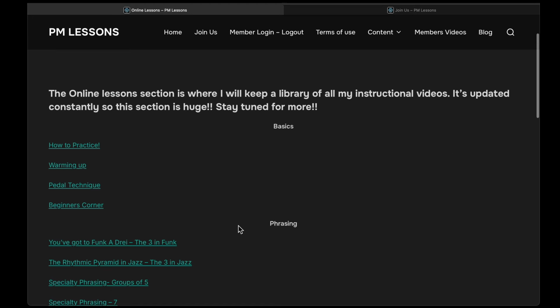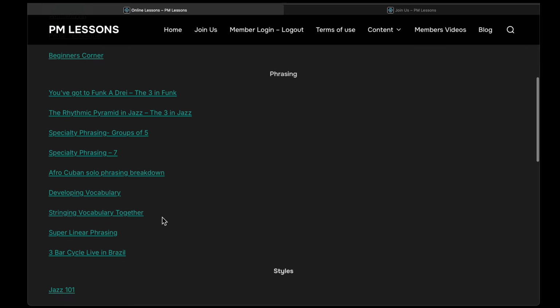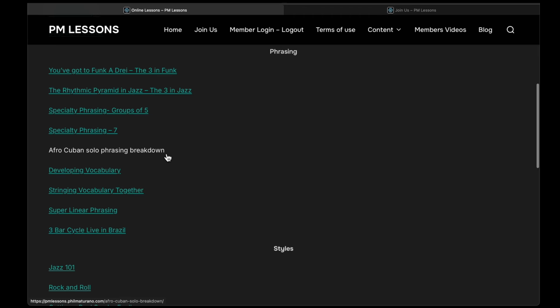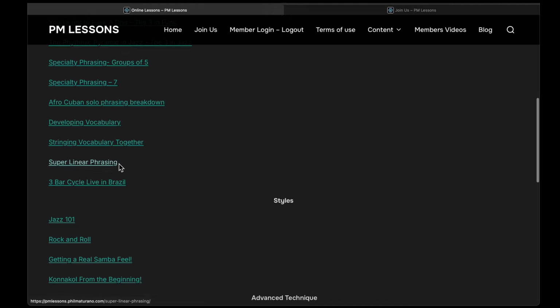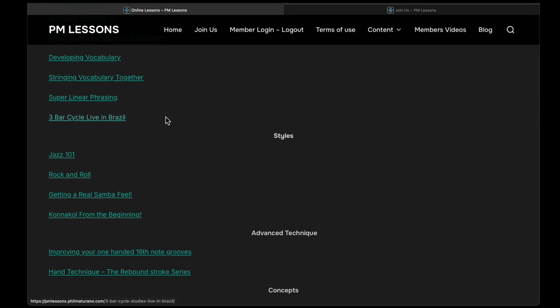Back to the online lessons page. The rhythmic pyramid in jazz, a very involved study of the 3-bar cycle in jazz. Specialty phrasing, groups of 5, groups of 7. Here we have a breakdown of an Afro-Cuban drum solo. I explain where all the phrasing comes from. Here is a series of developing vocabulary, stringing vocabulary together. Superlinear phrasing, my method. And here is live clinic examples of, for example, in Brazil.